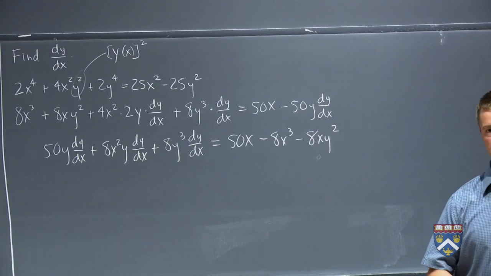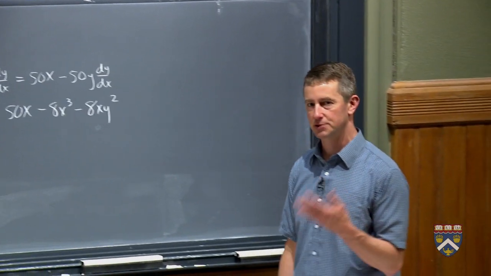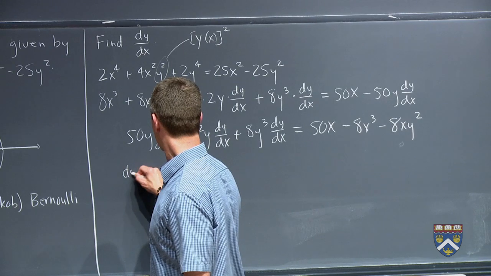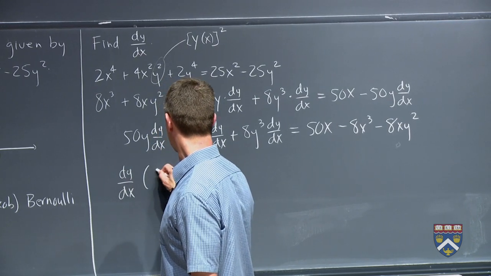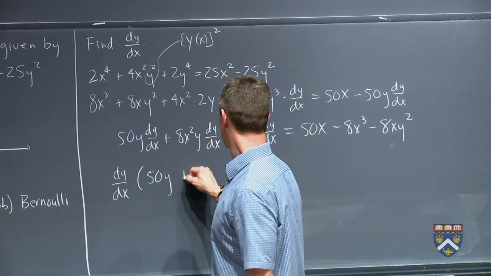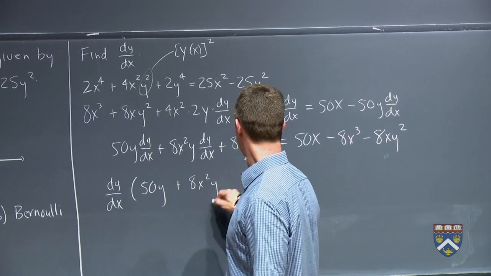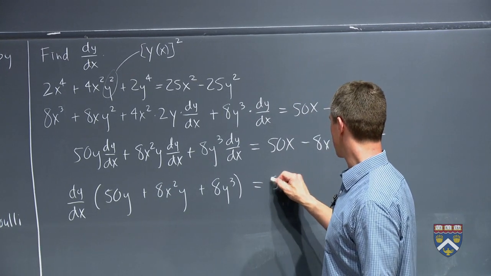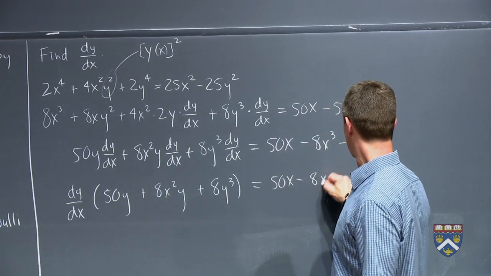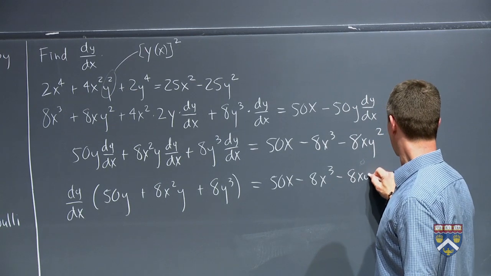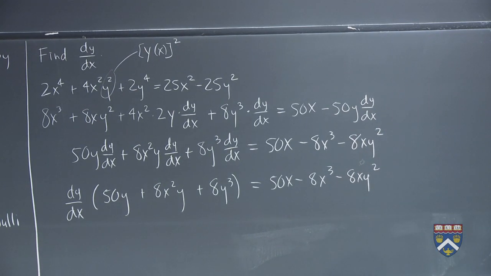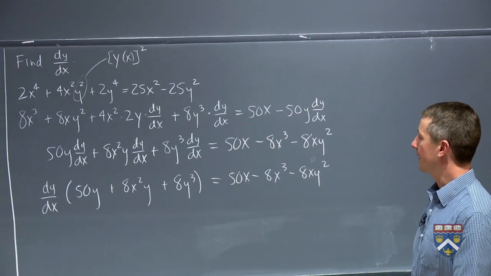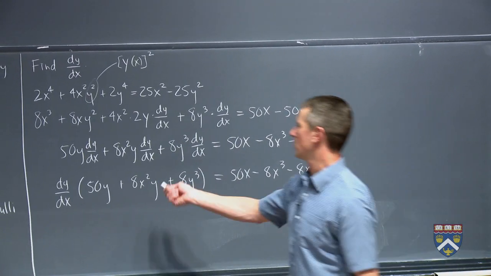Now it should be pretty smooth sailing. We've got 3 dy dx's all on one side. We wish we only had one of them, so we can factor out a dy dx. And we'll have 50y plus 8x squared y plus 8y cubed. Nothing changes on the right side. And then the last step is just to divide. We're going to divide that 50y, this whole term, over to the right side.